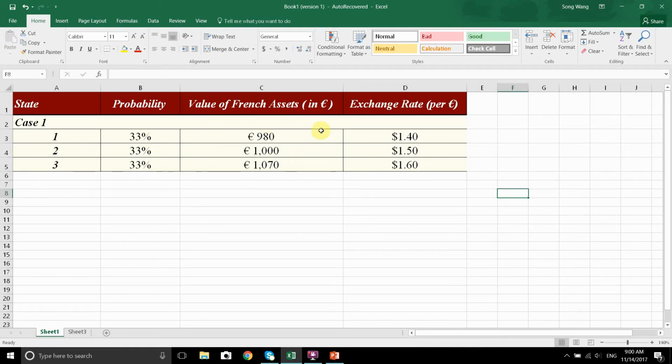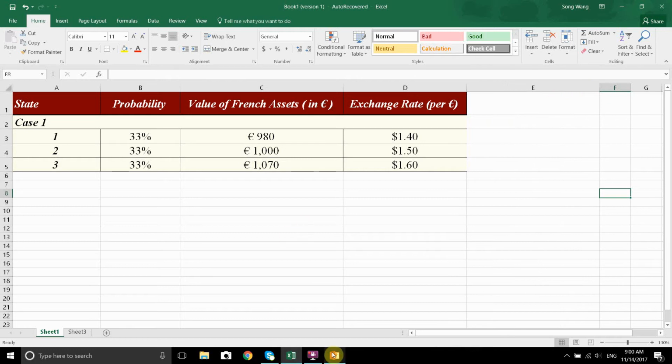In scenario 1, the value of the French assets measured in euro is 980. In scenario 2, the euro value is 1,000. In scenario 3, it's 1070. And the exchange rates in the three scenarios are 1.4, 1.5, and 1.6 respectively.